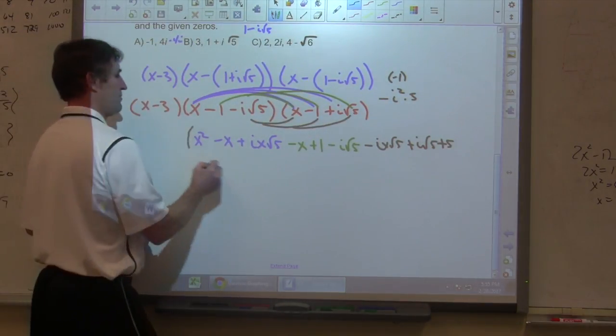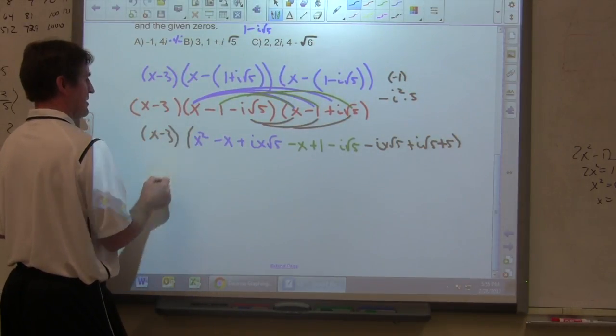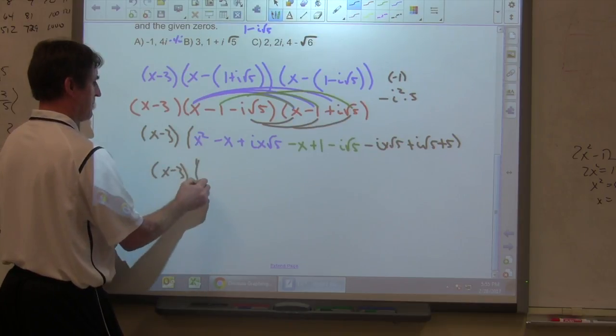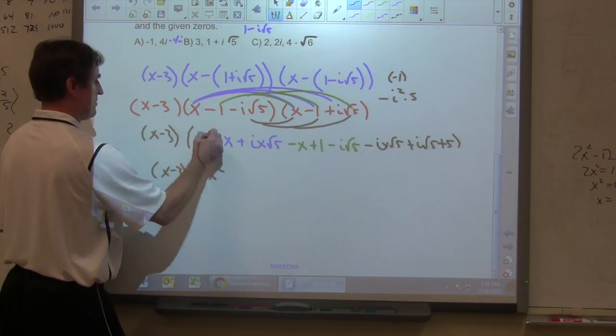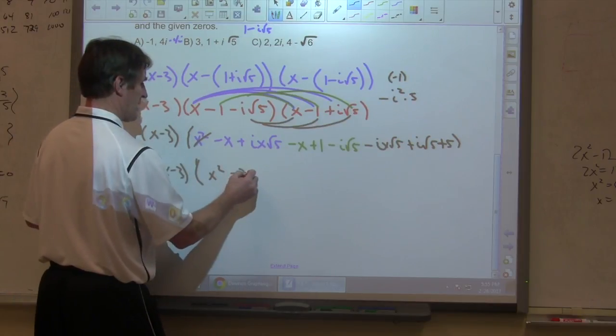So now, we've got all this. But again, we're going to simplify this. So we have the x minus 3 stays the same. We have the x squared. We have the minus x, and minus x is minus 2x.